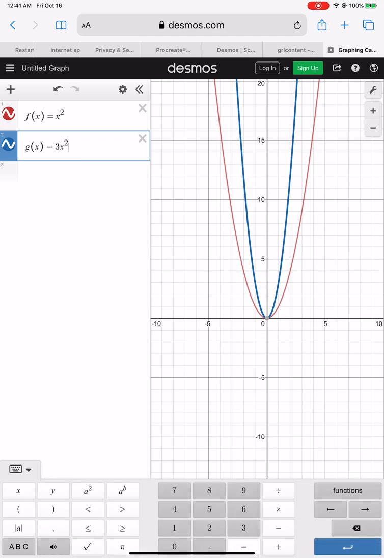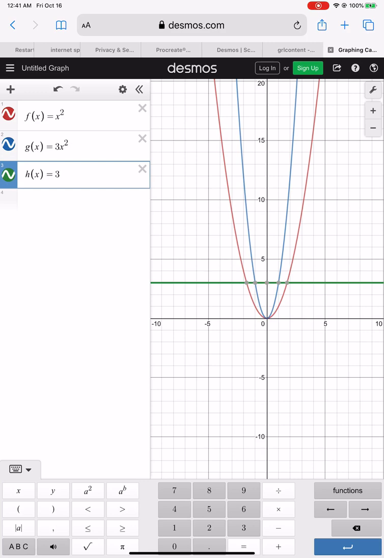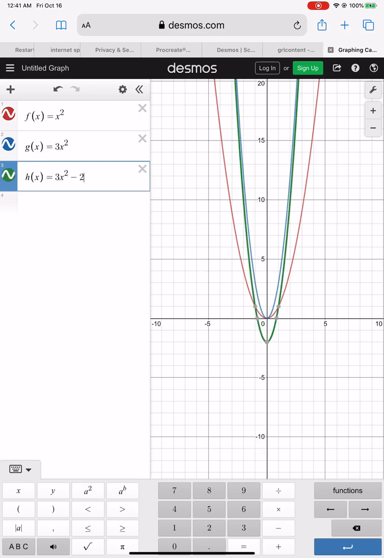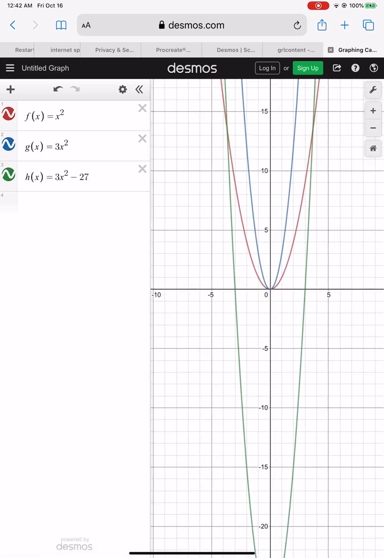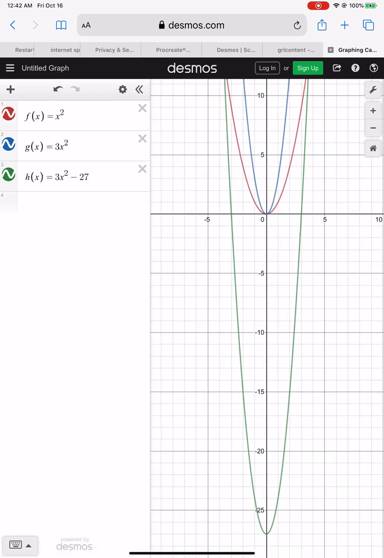Okay, and then the third function is the h function, h of x equals 3x squared minus 27. So the h function here is going to be the green graph, which goes all the way down to y equals negative 27.